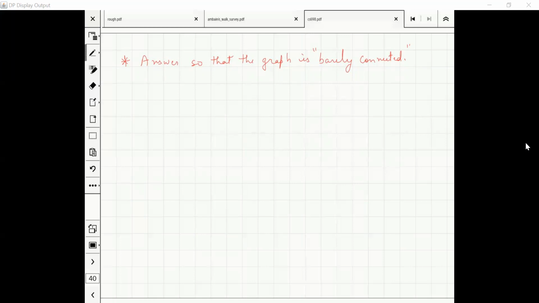How to do it? Let me do some color coding. I have blue edges in my graph at any point. These are the edges which have not been queried.